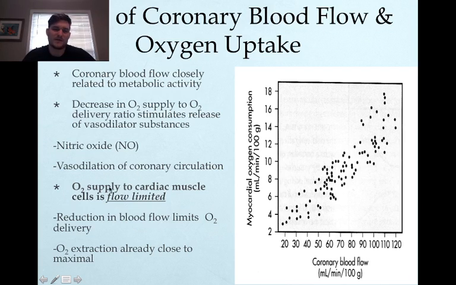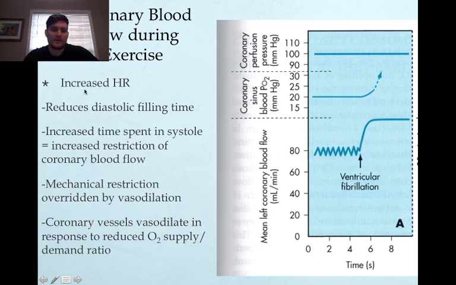So again, we say the O2 supply to the cardiac muscle is flow limited because the O2 extraction is already close to maximal. And so we see here, though, that as we exercise and as the output of the heart goes up, we are able to deliver more coronary blood flow to the muscle tissue, and that's going to help increase the amount of oxygen consumption the heart is going to have, right?